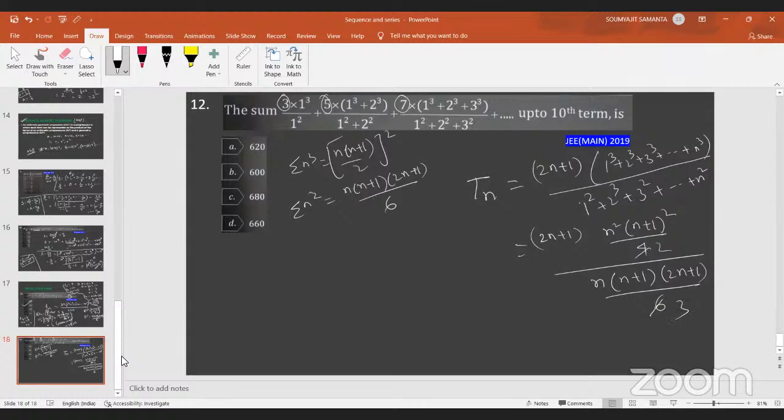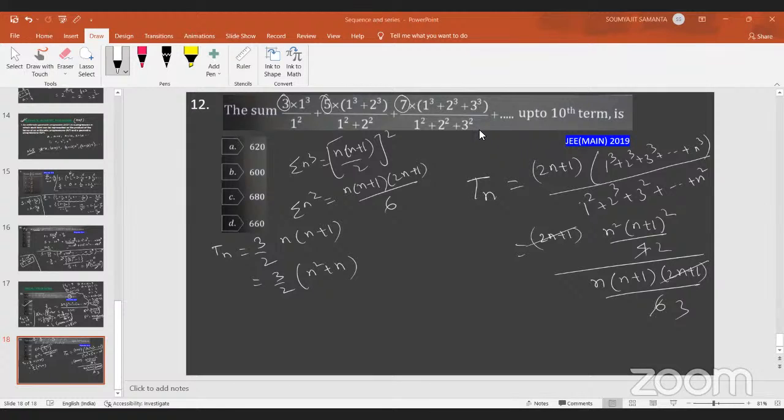So substitute the value: n into n plus 1 into 2n plus 1 by 6. 2 and 3. 2n plus 1 gets cancelled with 2n plus 1. n gets cancelled. n plus 1 also, one gets cancelled. So Tn we got is 3 by 2 n into n plus 1. Yes or no? That is nothing but 3 by 2 into n square plus n. Clear? Yes, sir.